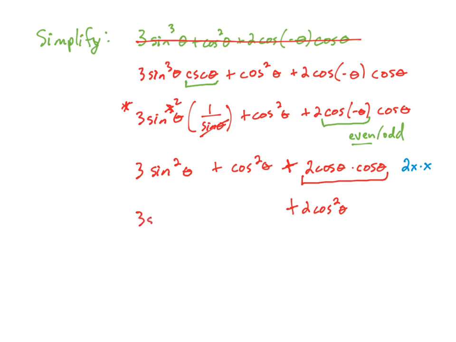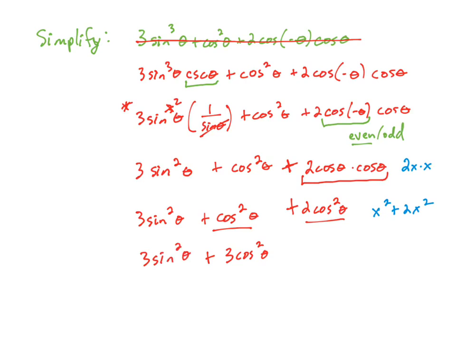All right, so let's bring everything else down: 3 sine squared theta plus cosine squared theta plus 2 cosine squared theta. These two terms are like terms. From an algebraic viewpoint, that's like saying x squared plus 2x squared, right? That would give us 3x squared. So cosine squared plus 2 cosine squared is going to be 3 cosine squared of theta.